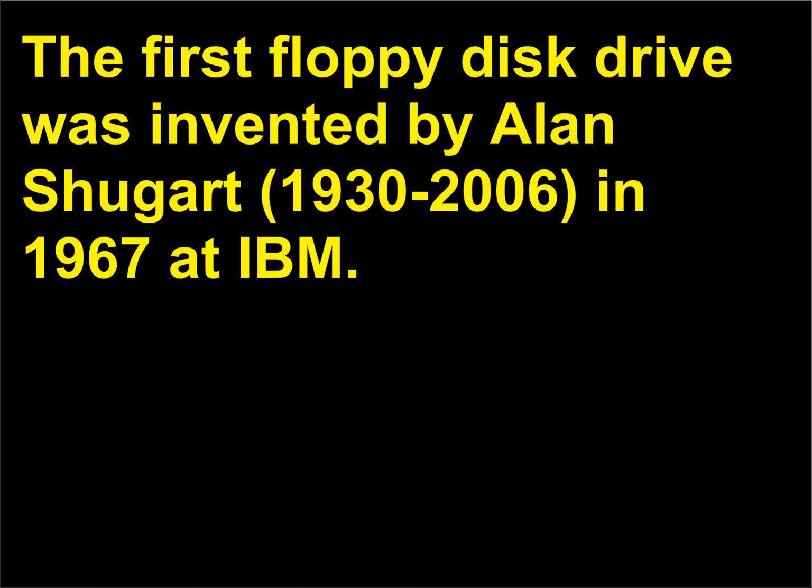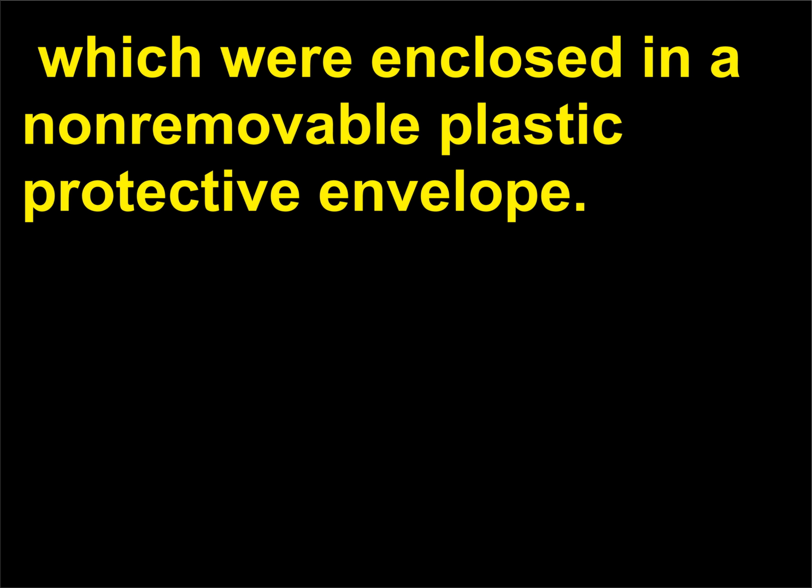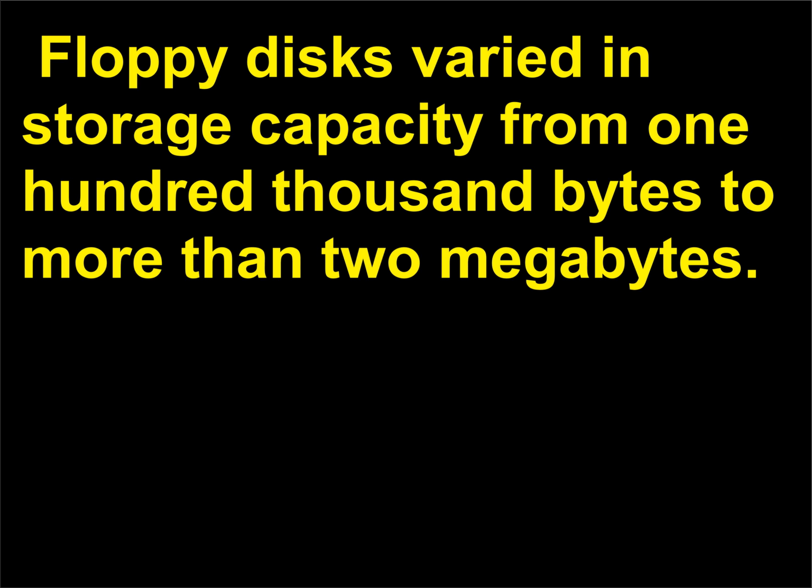What were floppy disks? The first floppy disk drive was invented by Alan Shugart, 1930 to 2006, in 1967 at IBM. Floppy disks, also called diskettes, were made of plastic film covered with a magnetic coating, which were enclosed in a non-removable plastic protective envelope. Floppy disks varied in storage capacity from 100,000 bytes to more than 2 megabytes.